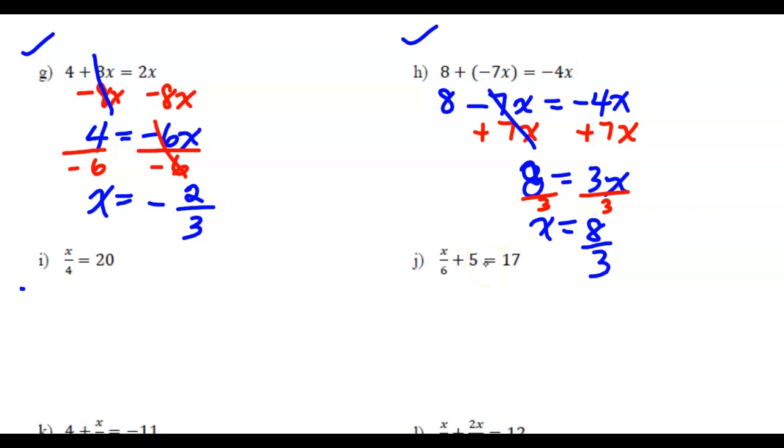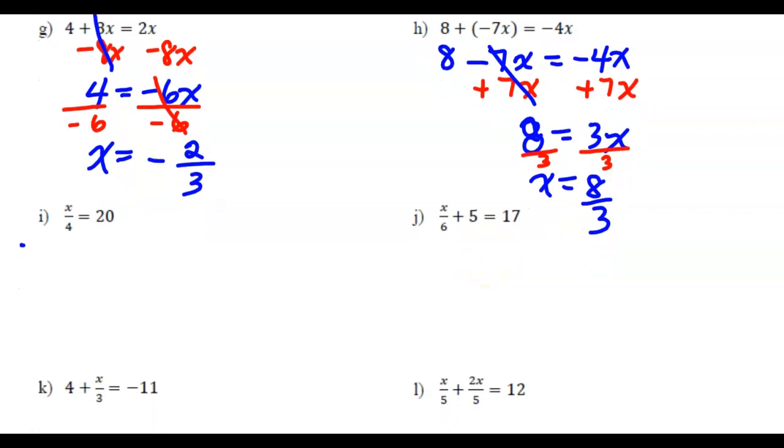Notice how these have fractions. So they're starting out with x divided by something rather than what we had before, which was multiply. So what's the opposite of dividing? Multiplying. So here, to get x by itself, we're going to multiply both sides by 4. Okay, so when I do that, I get x equals 80.